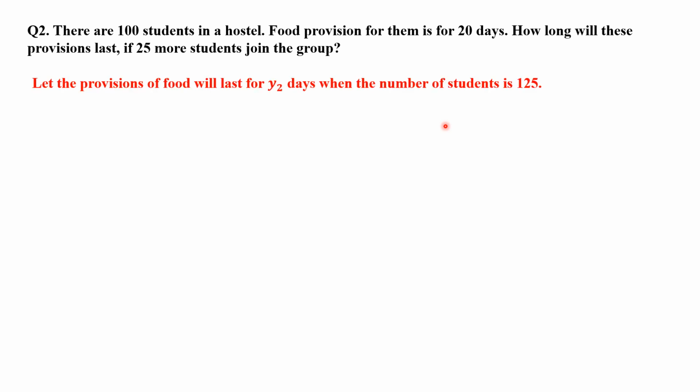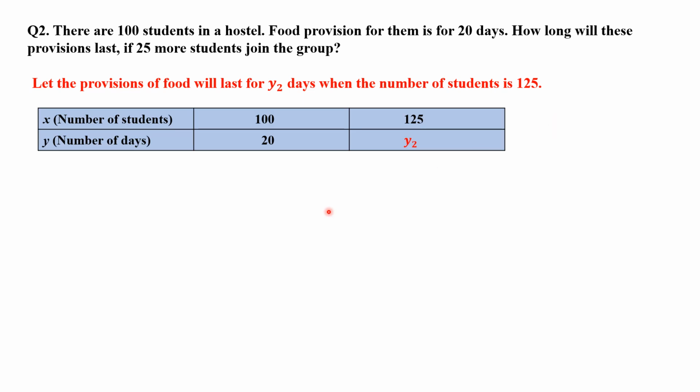So from here I can write, let the provision of food last for y2 days when the number of students is 125. And from where did I get 125? Because it says 25 more students joined. So earlier I had 100, now 25 more have joined, so it became 125. Now, as it is a case of inverse proportion, again I can say x1 y1 equals x2 y2 equals k.